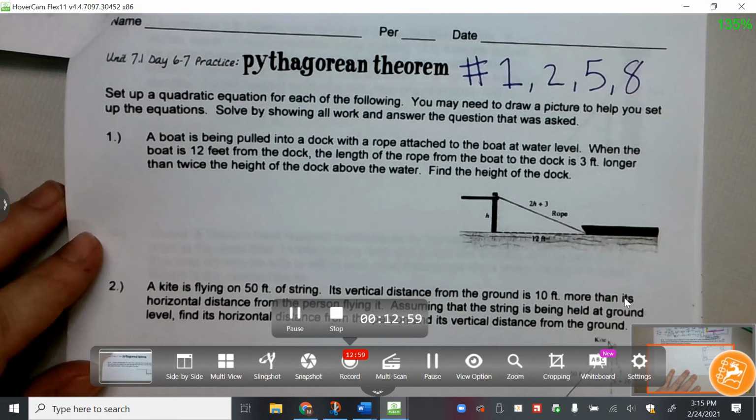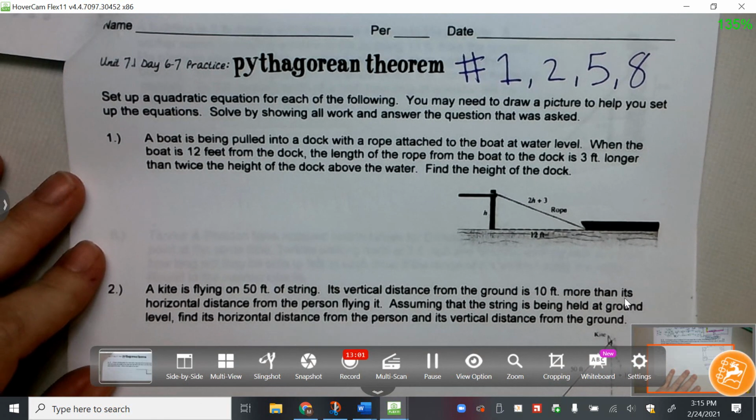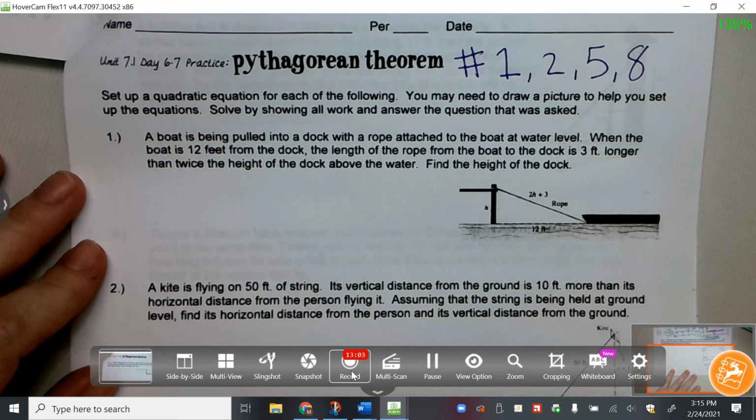Okay, y'all are going to do number 1, 2, 5, and 8 for your graded practice. All of this is due end of period Friday. Make sure you turn it in to the sub on Friday after class.